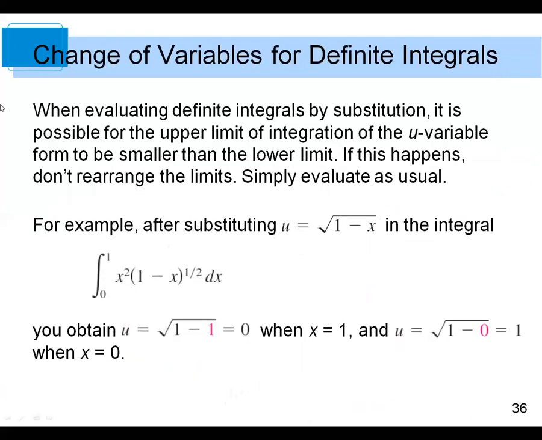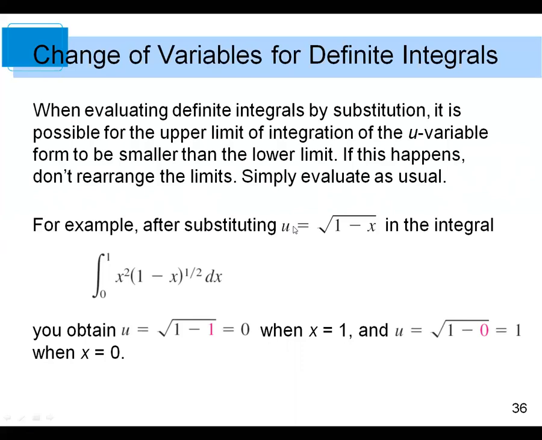So we talked about that. When evaluating definite integrals by substitution, it's possible for the upper limit of integration of the u variable form to be smaller than the lower limit. If this happens, don't flip it over and take the opposite. Don't rearrange the limits. Simply evaluate as usual.